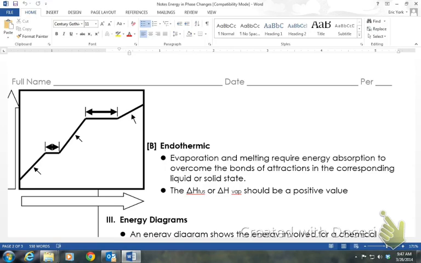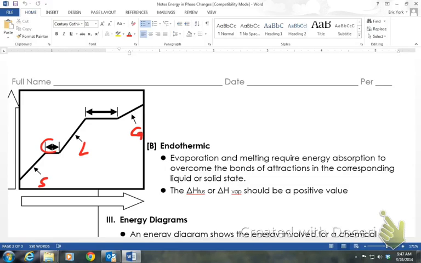Now, before we move on to the last section, which is energy diagrams, I just want to make sure that we understand this diagram right here. Again, we've already looked at this, so we know that in this stage right here, because the temperature is the lowest, that is a solid. In this stage right here, it's kind of in between, so that's a liquid. And in this stage right here, it's a gas. So make sure you guys are filling this in on your notes.